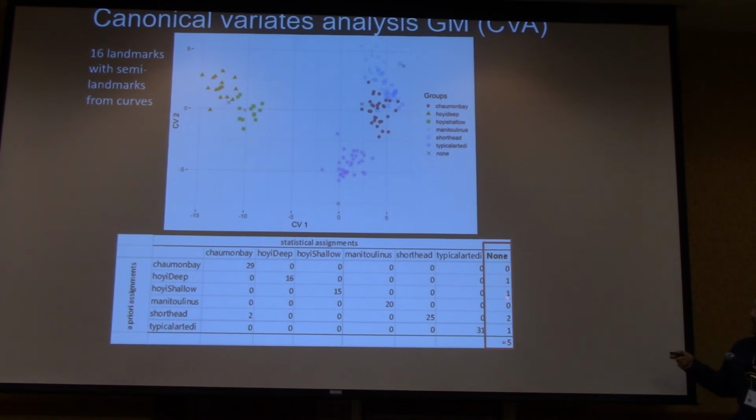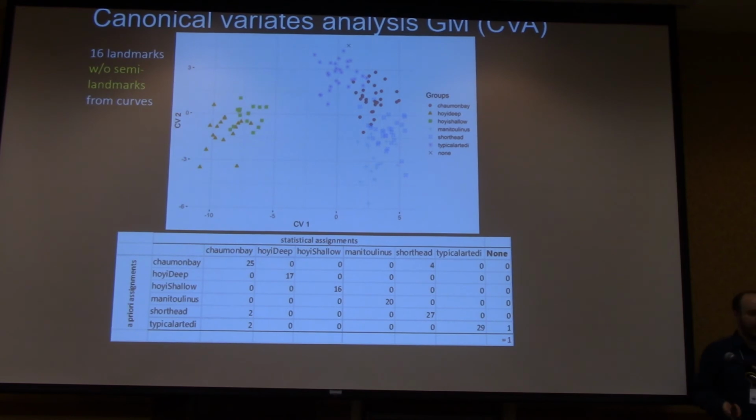So you can see in this column, there are a couple that didn't fall out in any of the groups afterwards, or there might be some that were misplaced. So for shorthead, 2 were reclassified as Chameau Bay, and 25 were classified as shorthead, and 2 fell out. So this is with the 16 landmarks plus those with the curves. And what was kind of concerning was that we had 5 that fell out.